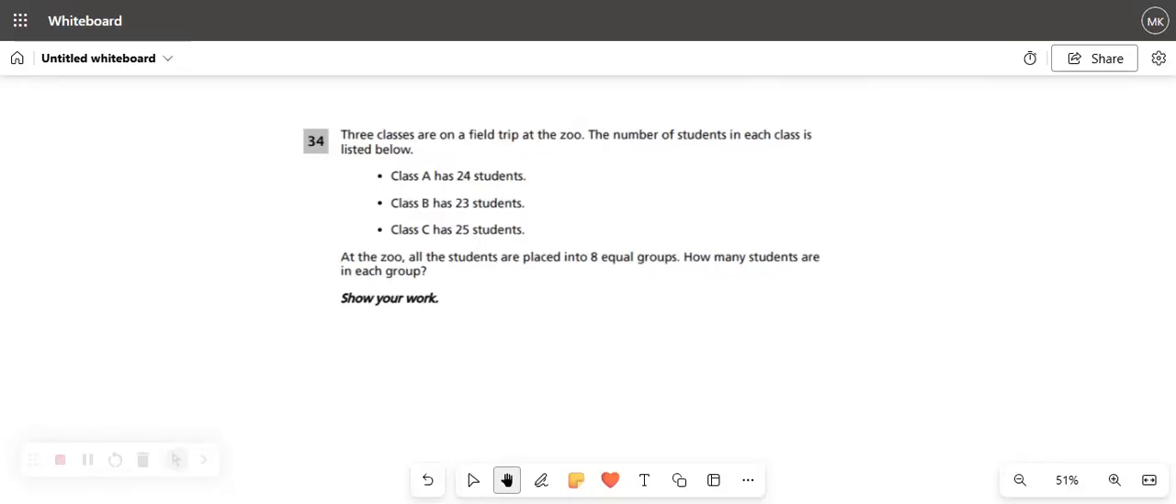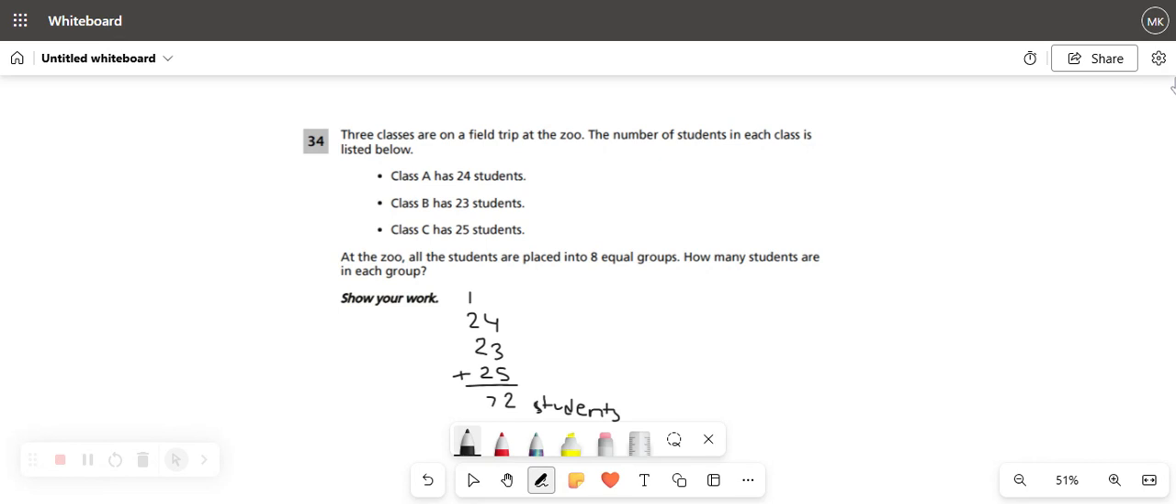So when we're talking about all of the students, we have to add up Class A, Class B, and Class C. And you get 72 students in all. And then to find how many students are in each group, you just divide the number of students by the number of groups. So 72 divided by 8 equals 9. So there's 9 students in each group.